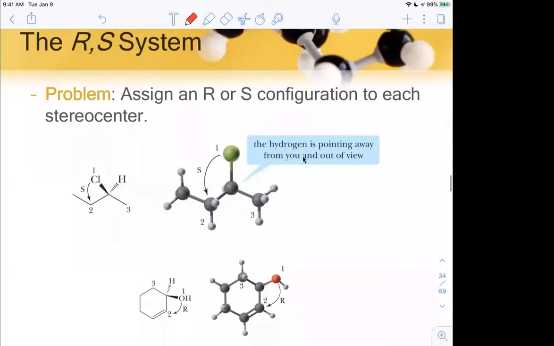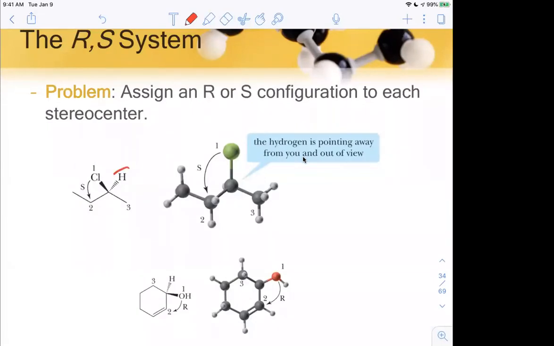All right, so here's an example. Assign an R or S configuration to each stereo center. The hydrogen is pointing away from me, so basically I just have to look at the circle of those guys. So chlorine is 1, the ethyl group is 2, and the methyl group is 3. When I do this, I'm rotating counterclockwise, so this is going to be S.